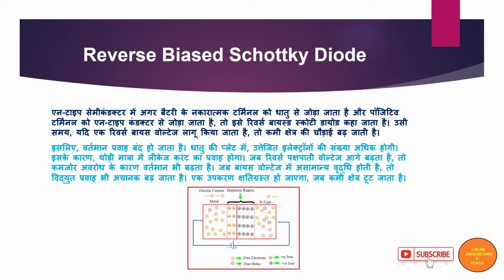There will be more number of excited electrons. Due to this, there will be flow of small amount of leakage current when reverse bias voltage increases further. Current also increases due to weak barrier. When abnormal increase in bias voltage takes place, electric current also increases suddenly. A device will be damaged when the depletion region breaks down.